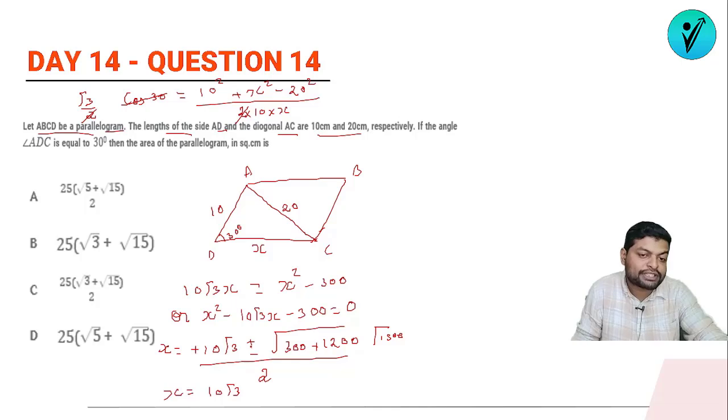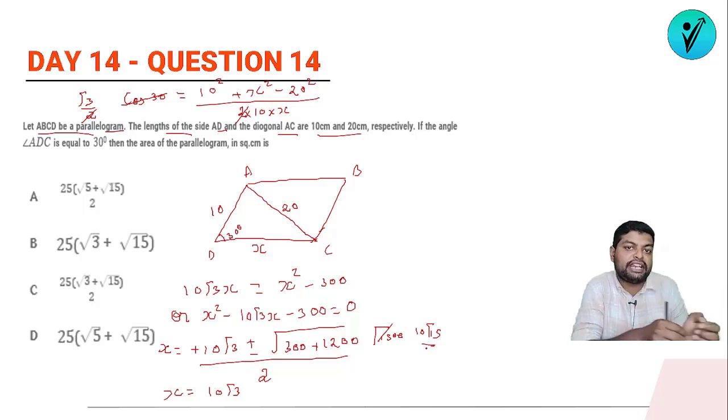Now here both signs are there. Okay, plus is also there and minus is also there. But what will happen if I take the minus sign? So this is 10 root 15. Okay, 1500 can be written as 10 root 15, or if you simplify this, it will be 10 root 15. Now from 10 root 3, if I subtract minus of 10 root 15, I'll get a negative value, and it is a side of a parallelogram, right? So the side of a parallelogram can never be negative.